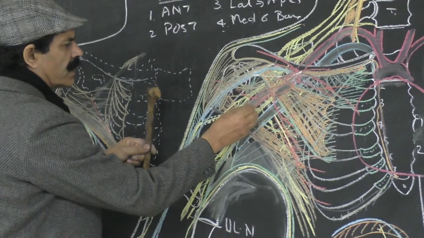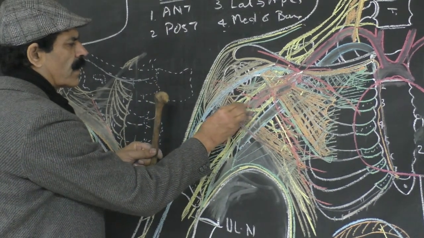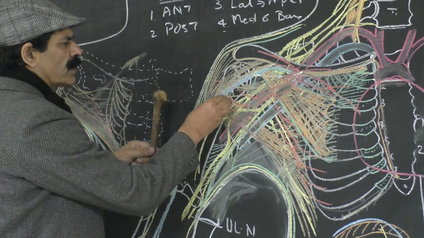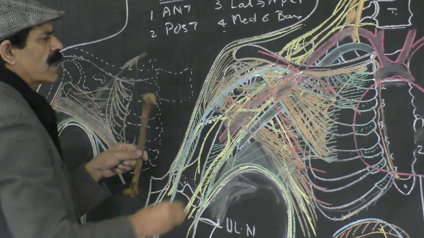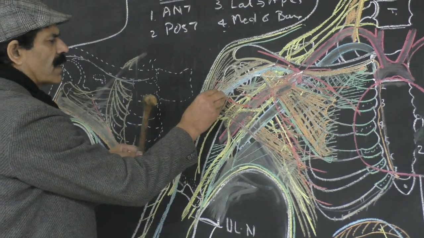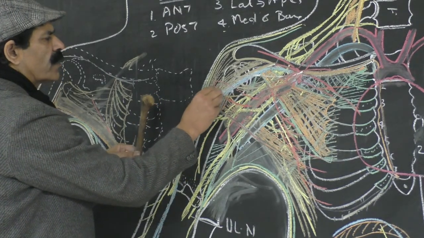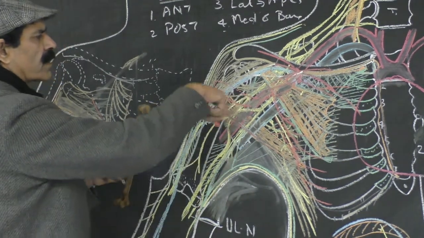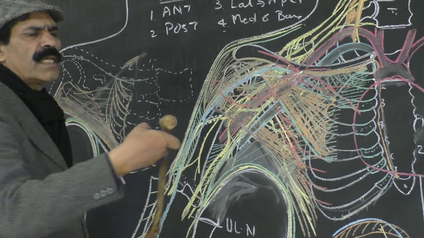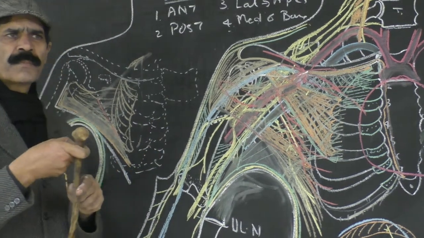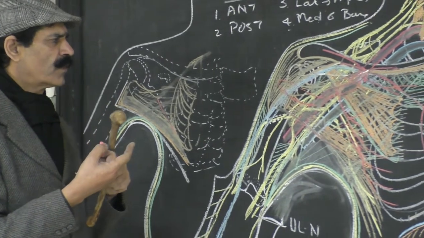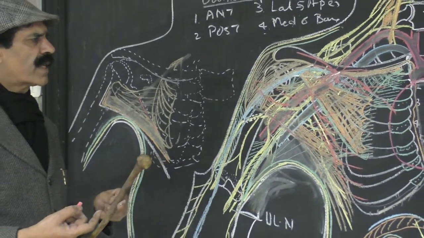And another branch is the anterior circumflex humeral. So it goes from the anterior aspect and touches the surgical neck of the humerus, and below the deltoid muscle it anastomoses with the posterior circumflex humeral artery. So the anterior and posterior circumflex humeral arteries go around the surgical neck of the humerus. That's why they are called circumferential branches. So this is how we do the branches of the axillary.